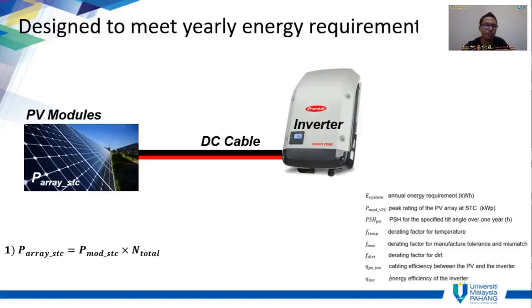Next, from the PV modules, there are several degradation factors, which we also call derating factors. There are three items here, where the first one is FMM. FMM is the derating factor for manufacturer tolerance and mismatch. Remember, we learned on the previous slide that manufacturing tolerance is part of the subsystem losses. So FMM is a derating factor coming from the manufacturing tolerance.